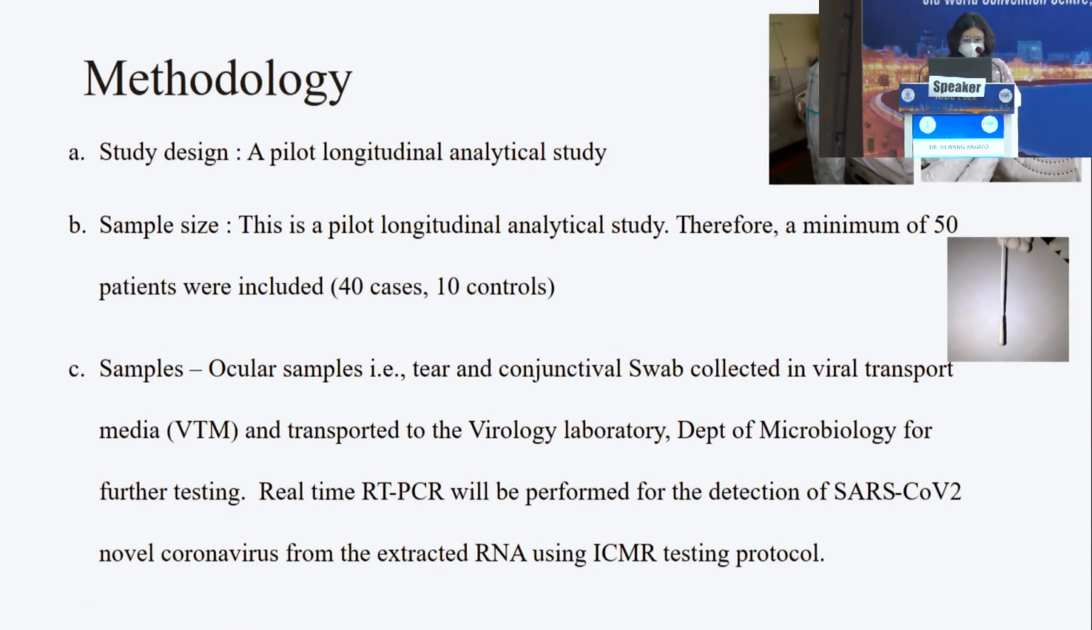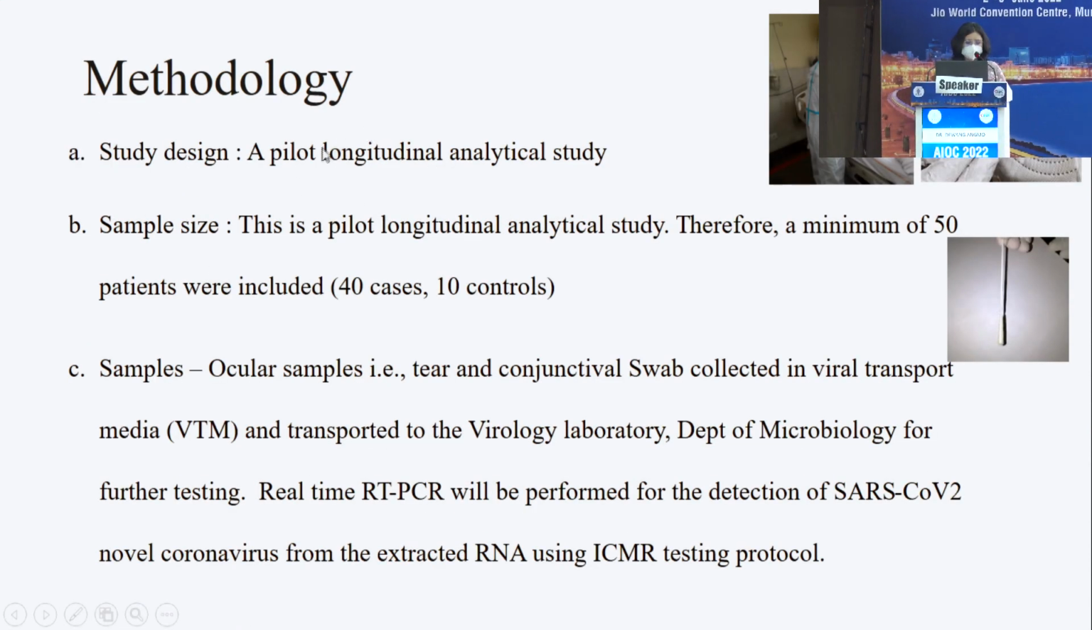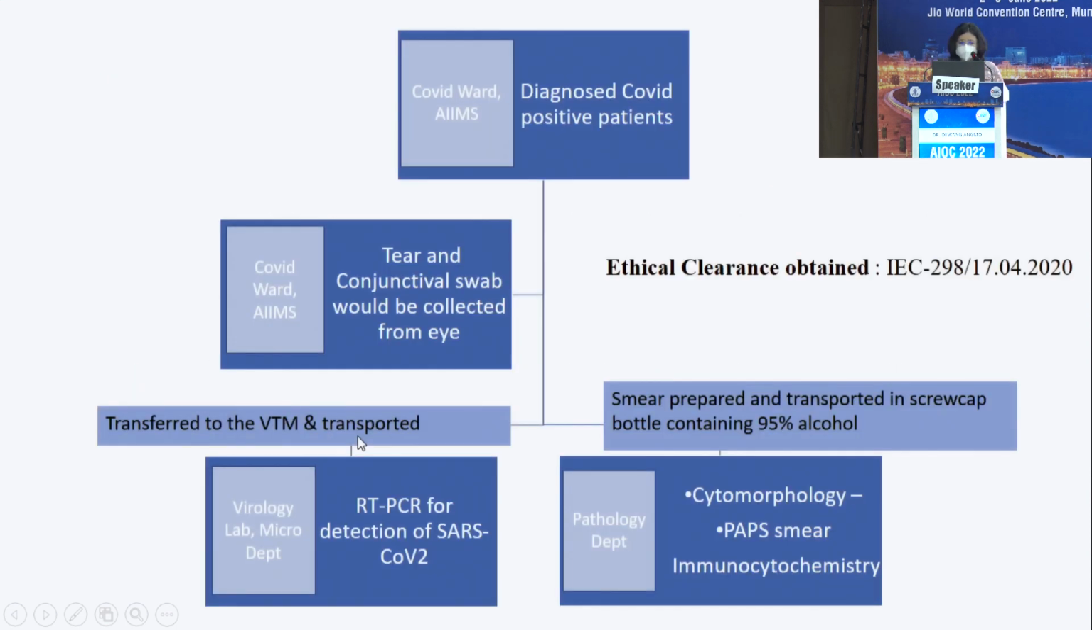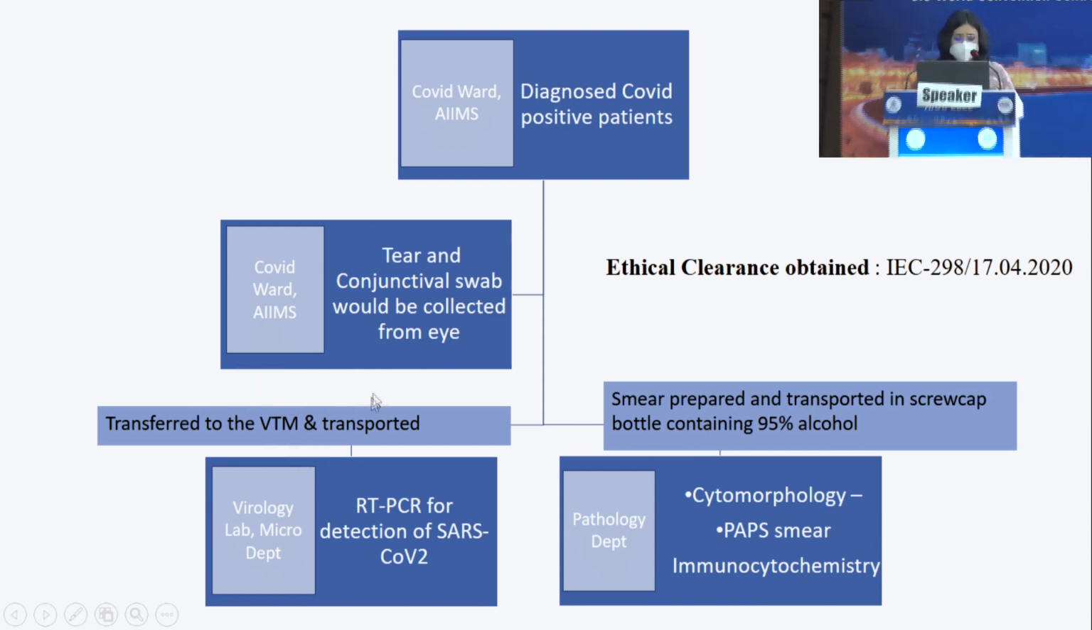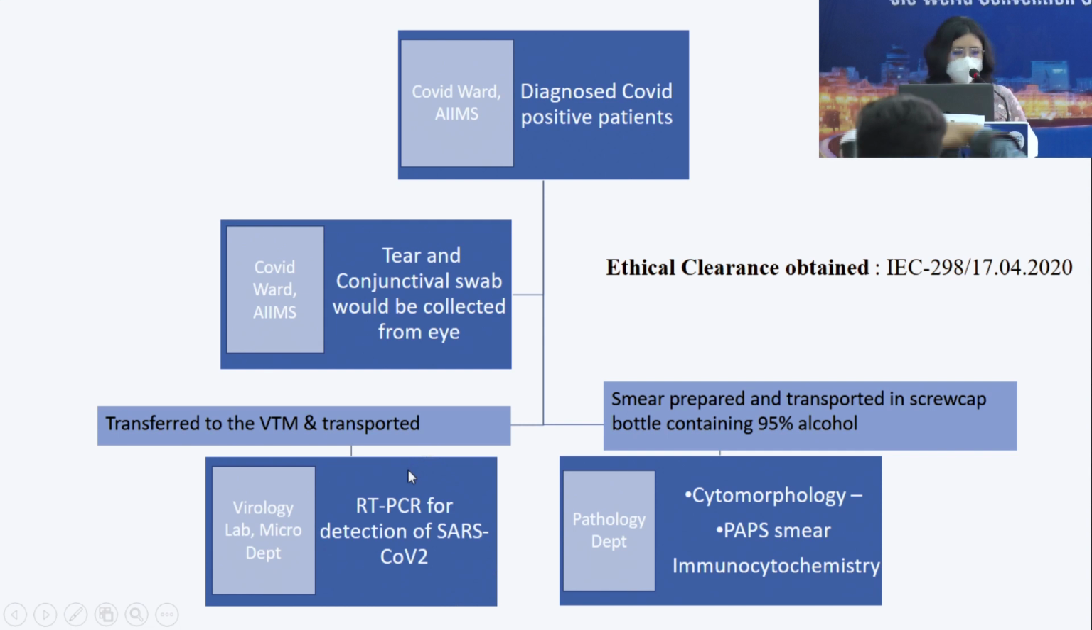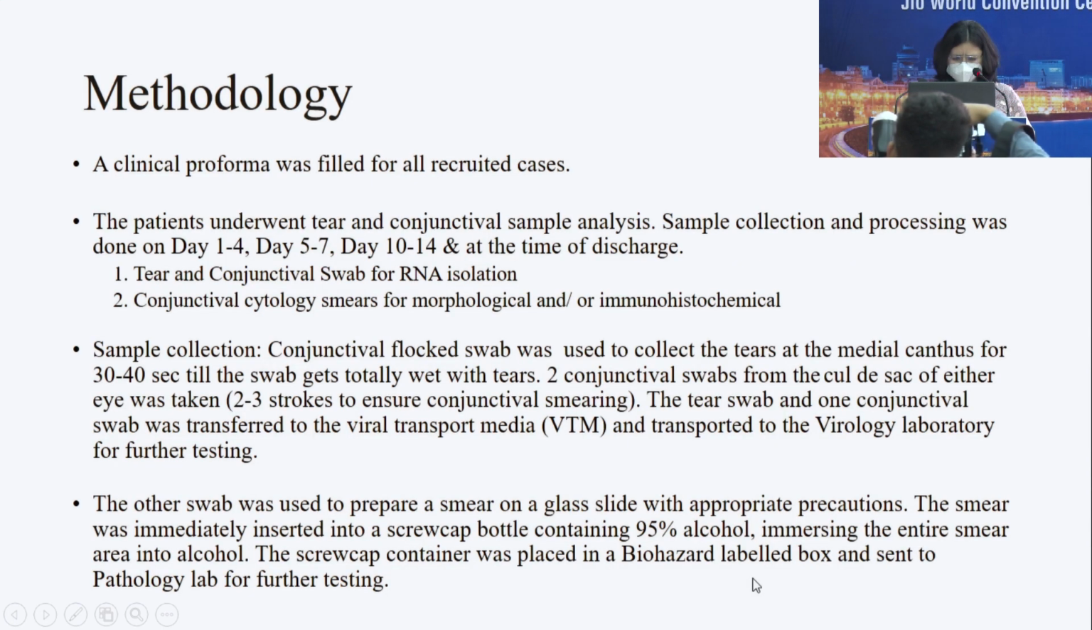So it was a pilot longitudinal study because it's the first of its kind, and we had taken 40 cases and 10 controls, and ocular samples, that is tear and conjunctival swab, were collected in the viral transport media. This was the scheme of the study. We had taken COVID positive patients from the ICU, and tears and conjunctival swabs were collected from the eye. Thereafter, they were transferred into the viral transport media and transported to the virology lab for the RT-PCR. On the other hand, we also prepared smears and transported them in screw cap bottles for cytomorphology and immunohistochemistry.